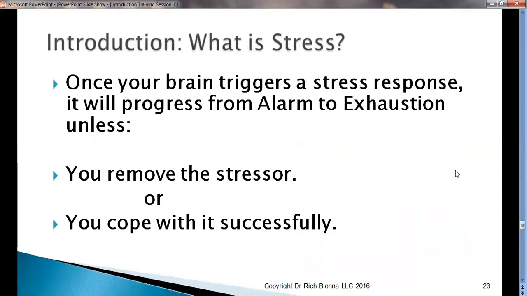Now, unless you either remove the stressor or cope with it successfully, your brain is going to run you through your body from this initial intense mobilization of energy and alarm response all the way through exhaustion. So unless you get rid of that stressor or cope with it successfully, your body will take you from alarm to exhaustion.